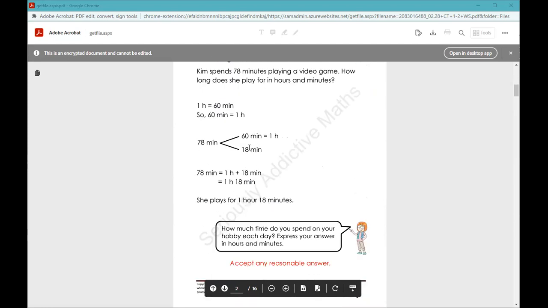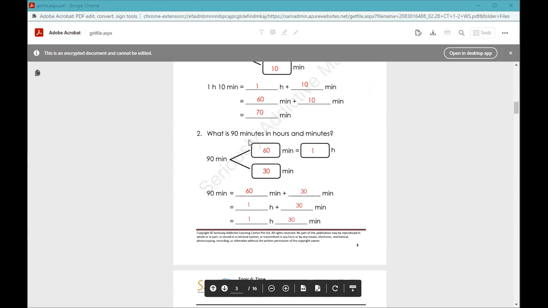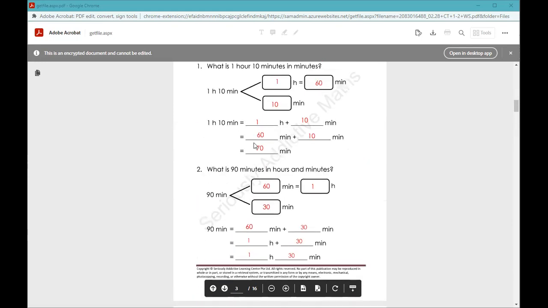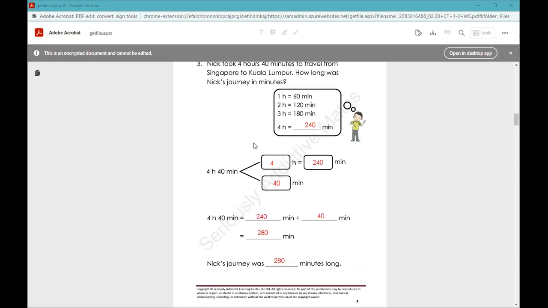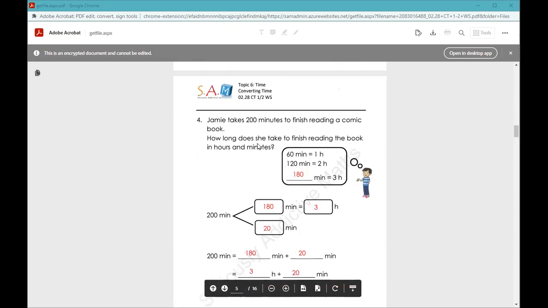Okay, same here, the concept. This is a word problem. Start introducing to them the concept of word problem as well. And after that, you can get them to do the guided practice. Please get them to complete all the guided practice. You might want to do the first few with them, then subsequently see whether they are able to do on their own. This is time for you to walk around and guide them if necessary.